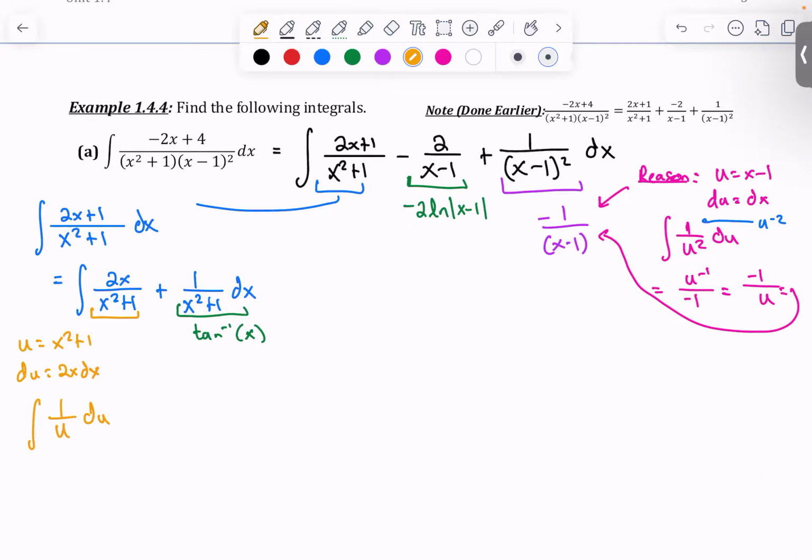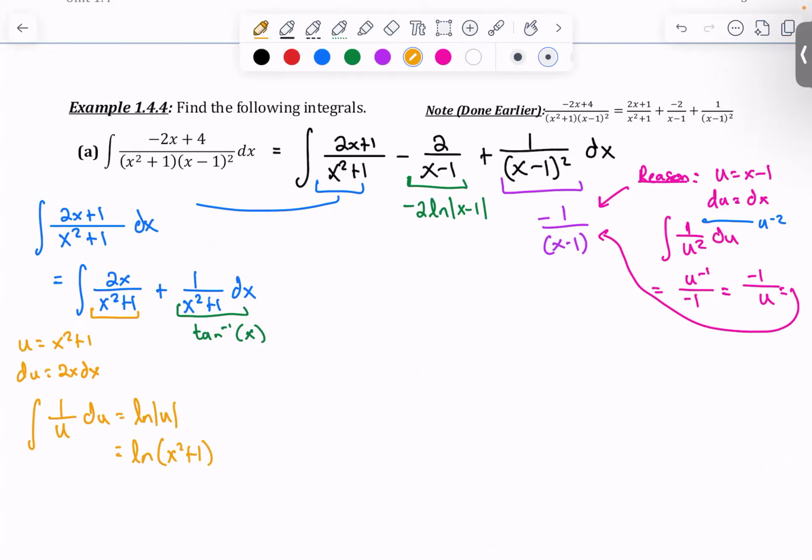Normally I do solve for dx with integral substitutions. That's my typical MO. But in this case, since there's already a 2x up in the numerator, I can just immediately swap it with a du. I didn't need to solve for it. And then the integral of 1 over u is natural log of the absolute value of u, which is natural log of x squared plus 1.